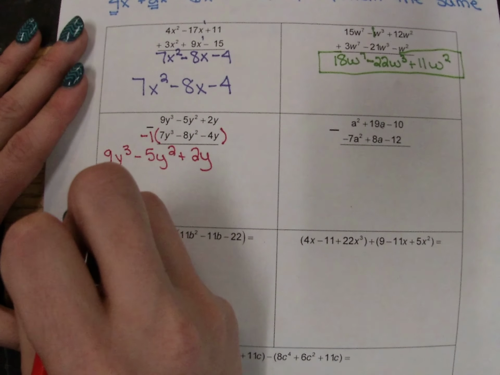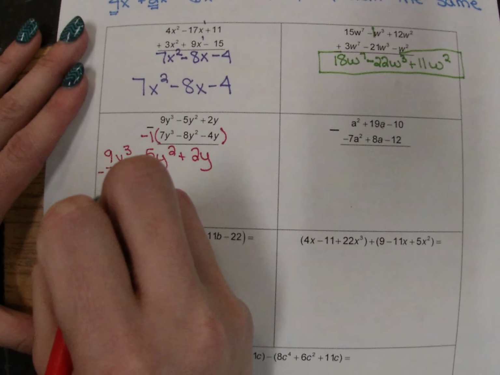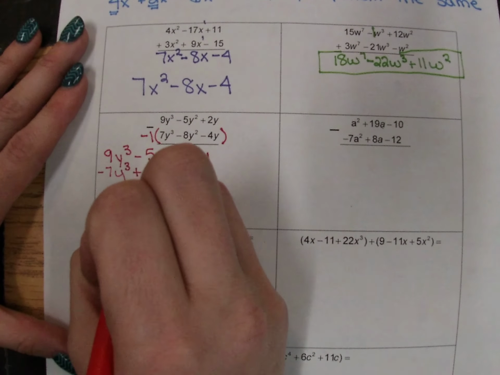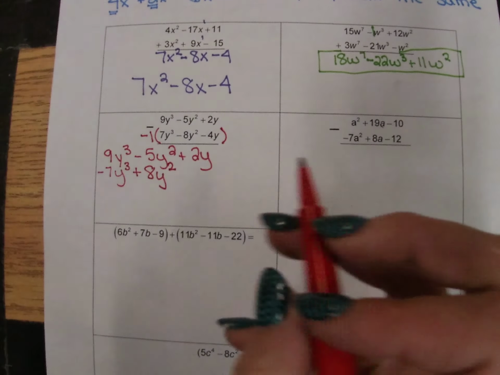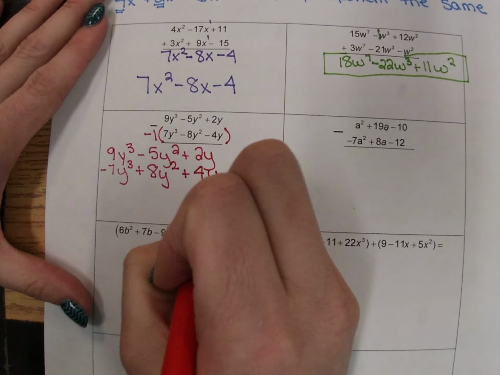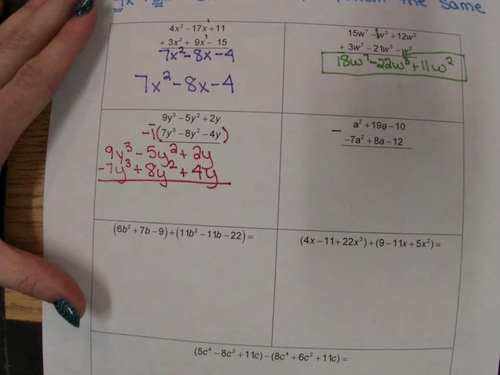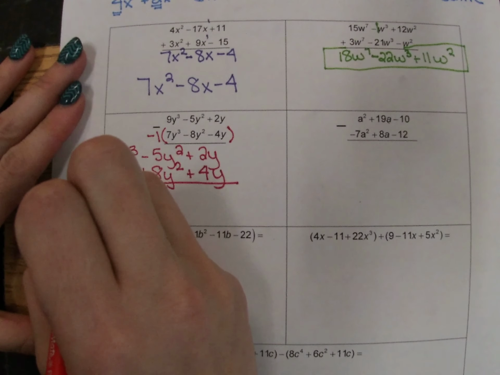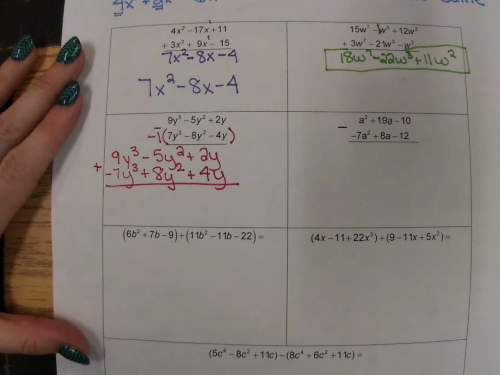Negative 1 times 7y to the third will give us a negative 7y to the third. A negative 1 times a negative 8y squared will be a positive 8y squared. And a negative 1 times a negative 4y will be a positive 4y. Once we have multiplied through by that negative 1, everything else is the same, and so we can just add these straight down.